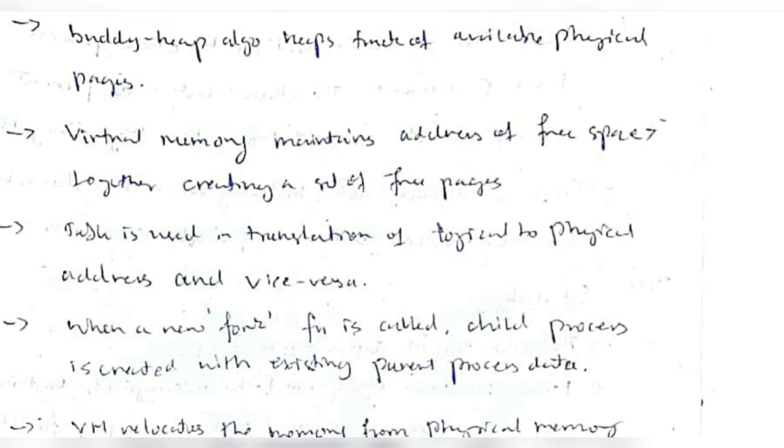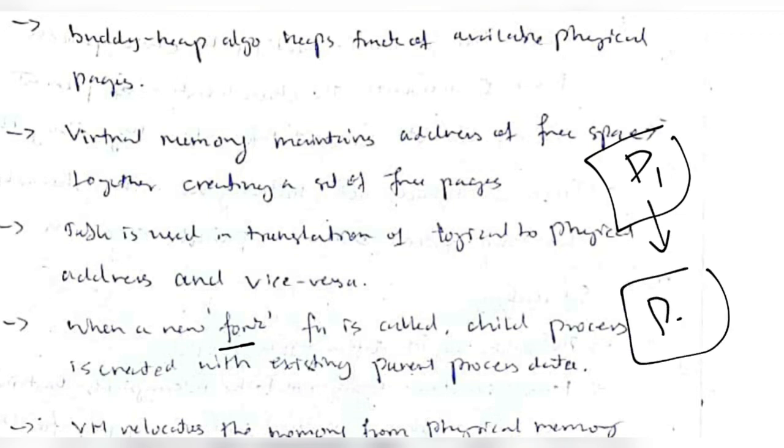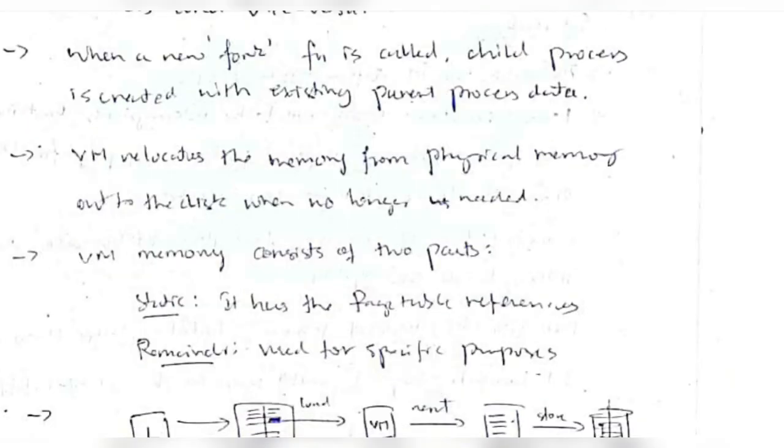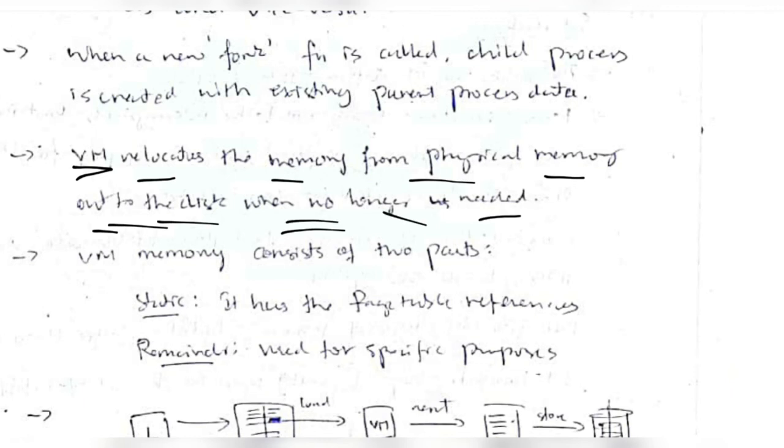And when a fork is called, which means a child process is made from the main process, from P1 a child process P2 is made. At that time, all the data of the parent process is copied to the child process, so it has all the existing data of P1. Also, virtual memory relocates memory from the physical memory out to the disk when it's no longer needed. So if a lot of time passes and some data is not used, it will free up the space.